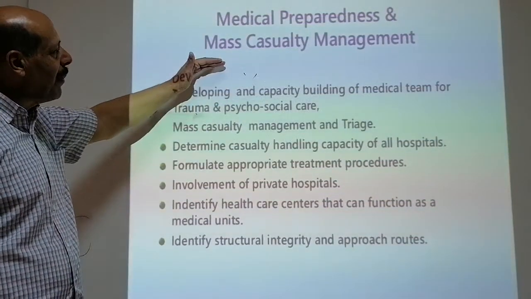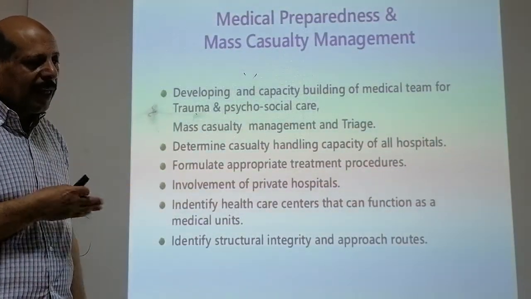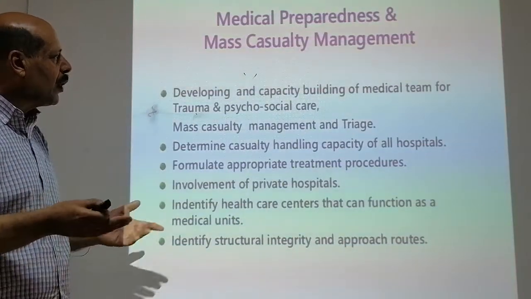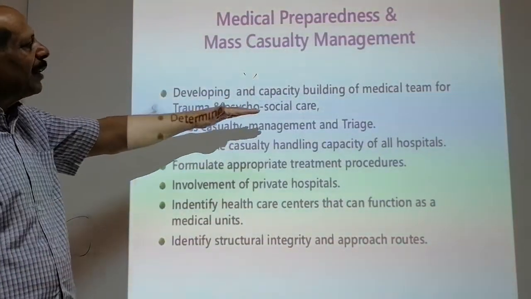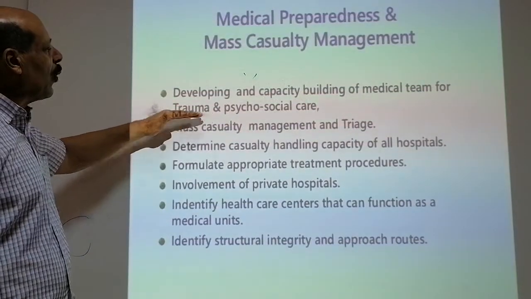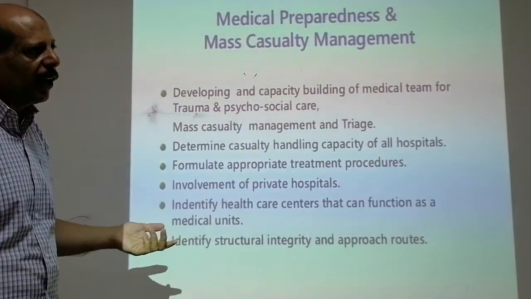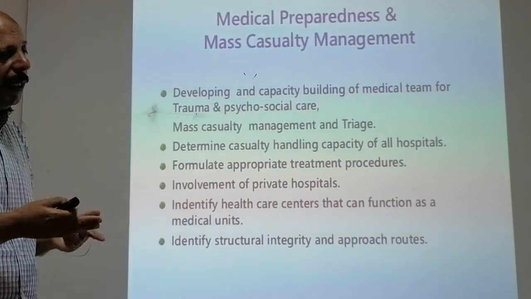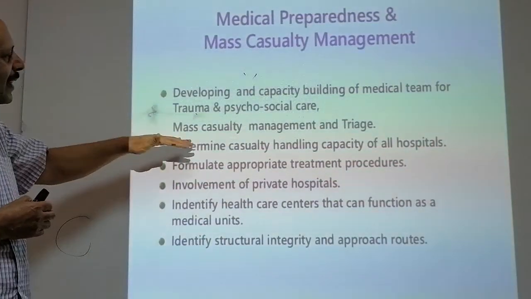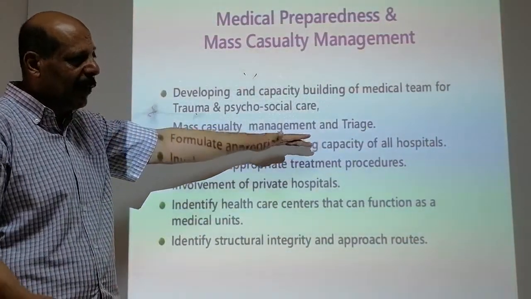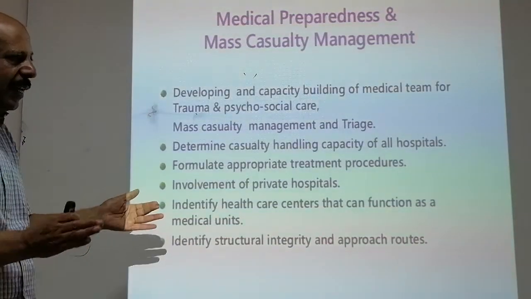Medical preparedness and mass casualty management. So in case of disaster, there might be multiple injuries, and there will be a need for rescuing those people and treating them. So we have to develop and build the capability of medical teams for trauma and psychosocial care, because it is not only physical care, it is physical care and psychological care for the people who are injured, and also for those who saw what happened during that period. Mass casualty management and triaging, and the ability to do triaging for those cases and to shift them to the best area for care.